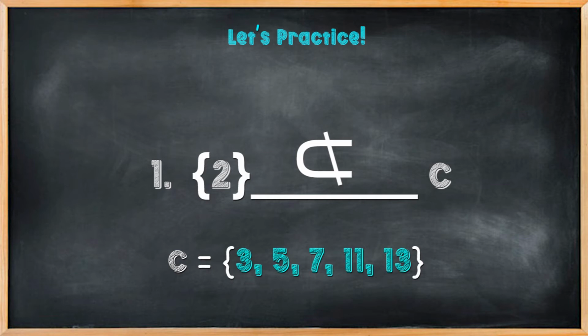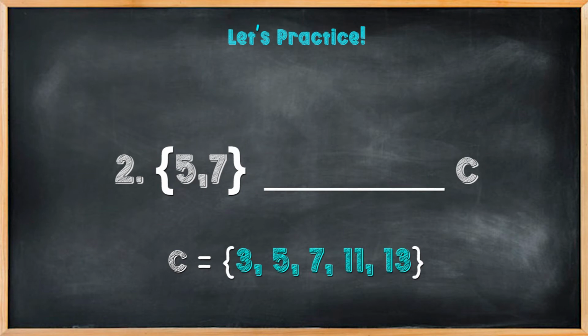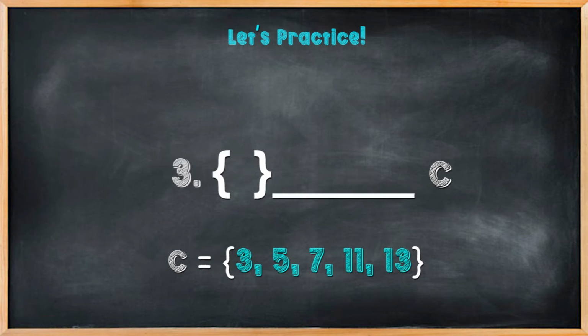Let's try another one. We have the set with the members 5 and 7. Is that set a subset of set C, or is it not a subset of set C? If you said that the set with members 5 and 7 is a subset of set C, then you are absolutely correct. Let's try another one.